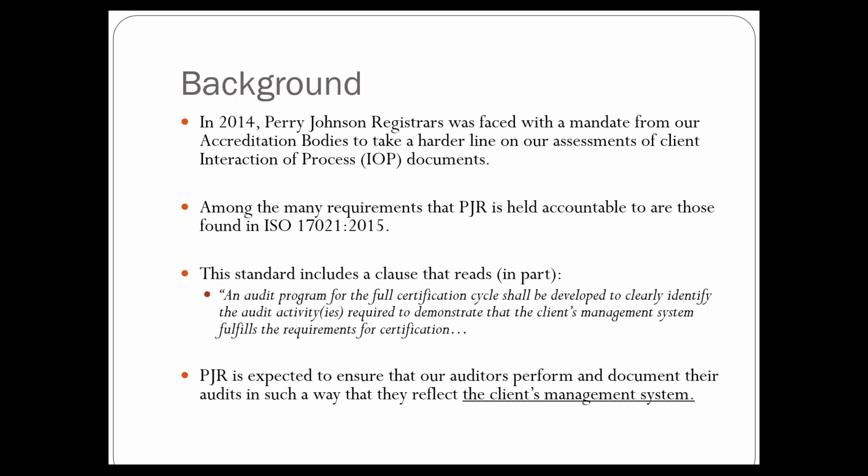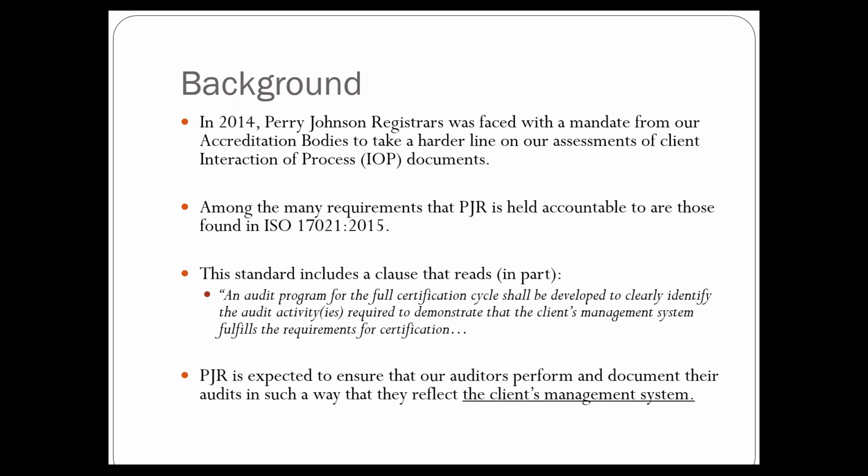PJR is held accountable to a variety of requirements as a certification body. Some of those can be found in ISO 17021-2015. In that document specifically, you'll find a clause that reads, "An audit program for the full certification cycle shall be developed to clearly identify the audit activity or activities required to demonstrate that the client's management system fulfills the requirements for certification." So the clause does go on from there, but that's the relevant portion to our requirement to assess clients against the interaction of process and use it for the audit program or the audit planning processes.